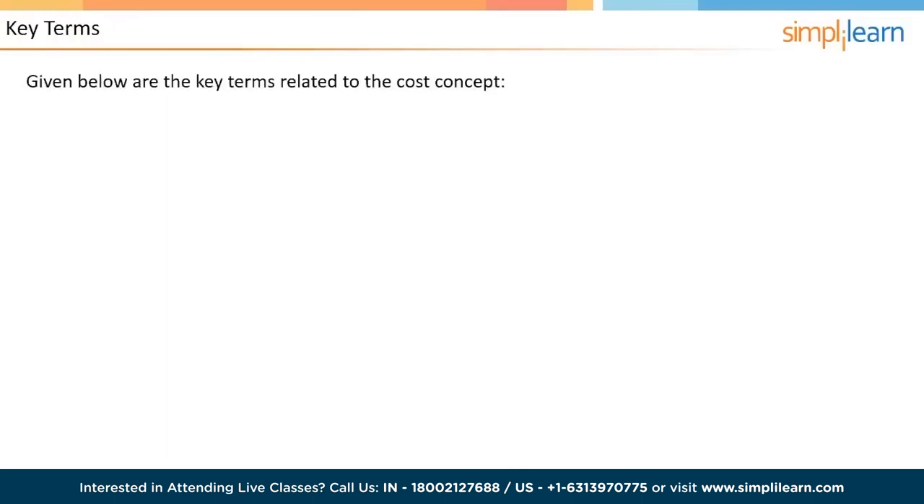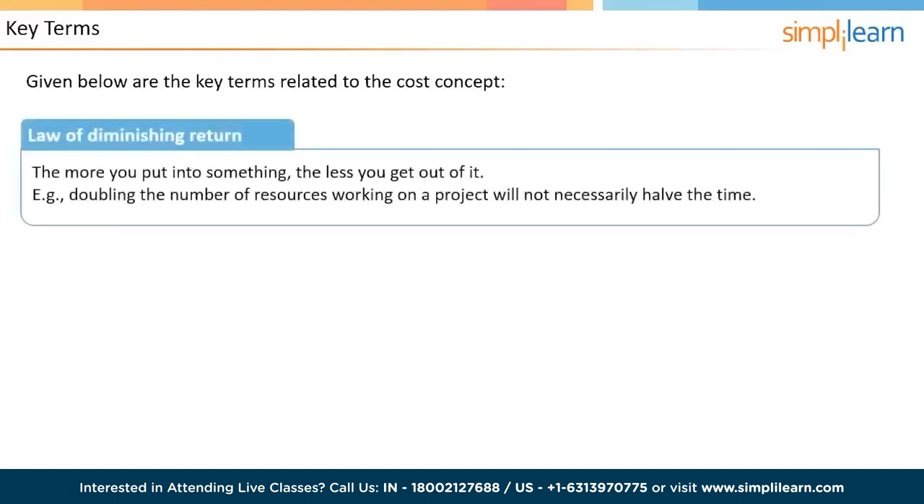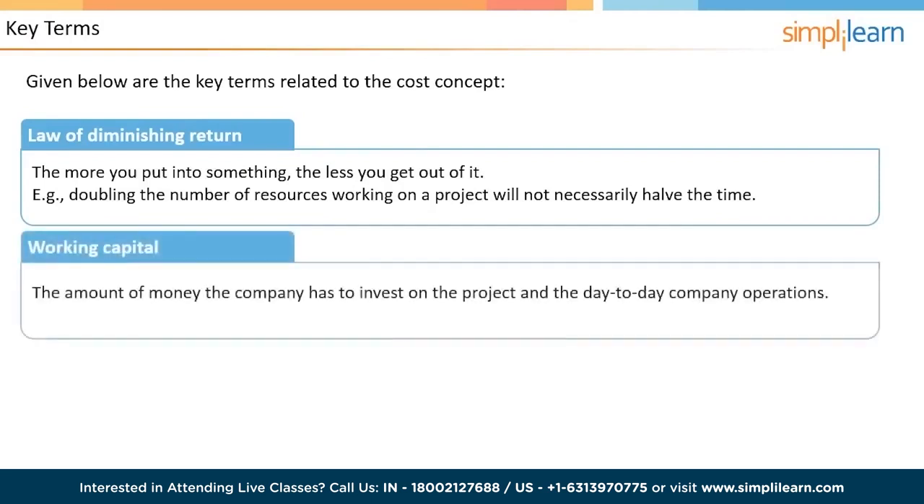Before we end this lesson, let us also look at a few definitions that might be useful for your PMP examination. Law of diminishing returns. This means the more you put into something, the less you get out of it. For example, doubling the number of resources working on a project will not necessarily halve the time. Working capital. The amount of money the company has to invest in the project and the day-to-day company operations.